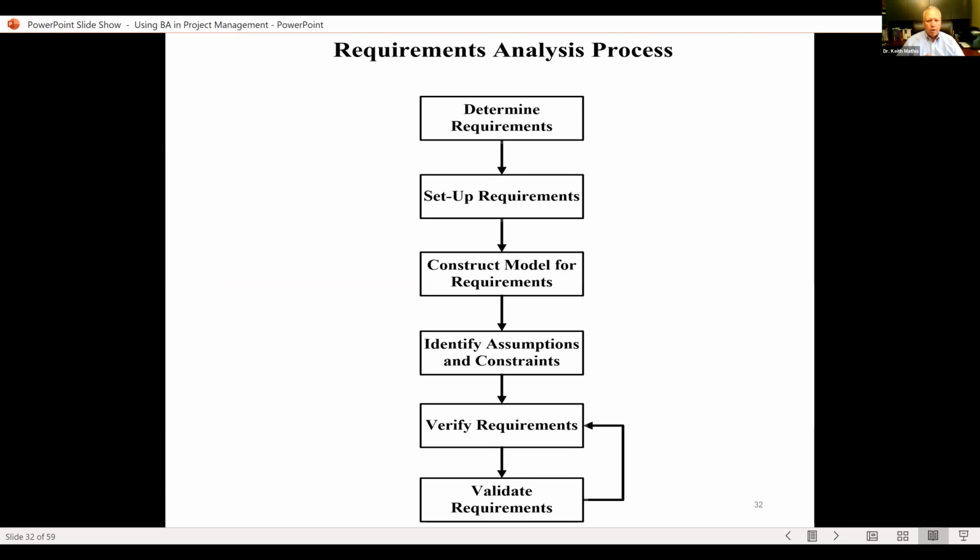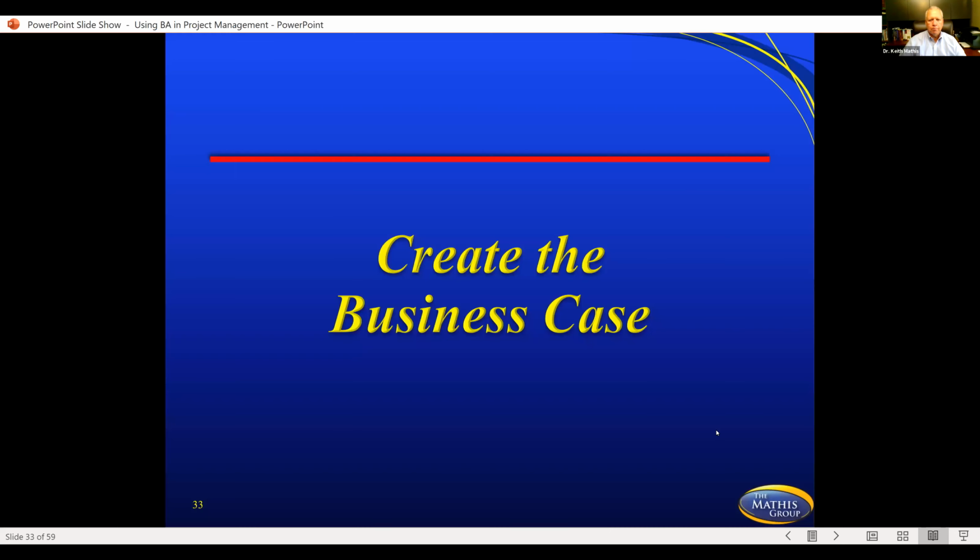So the requirements analysis process, looking at it in flowchart form: you determine the requirements, set up the requirements, construct a model, identify assumptions and constraints, verify requirements, and then validate the requirements. This is identical to what you saw in the previous slide. It's just in flowchart form.